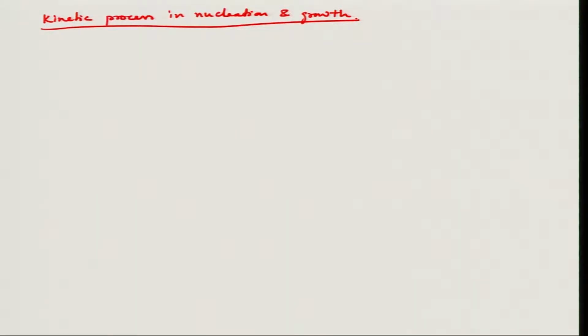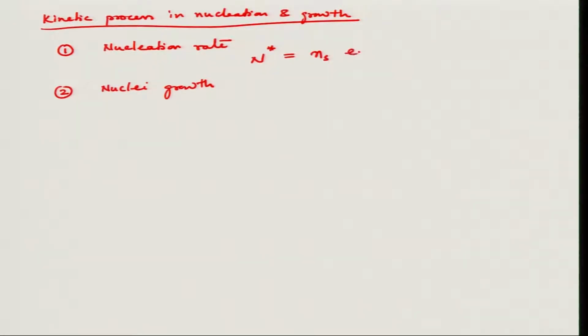Now, we have already discussed nucleation rate. So, there are two aspects, one is nucleation rate and the second aspect is nuclei growth. How fast my different nuclei are forming is called nucleation rate, and this can be given by n star equal to ns exponent of minus delta G star over kBT.